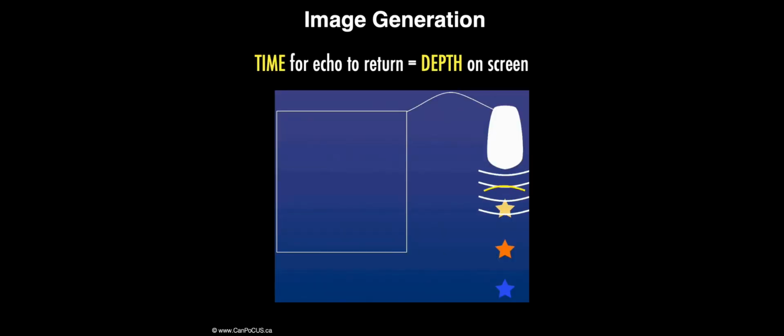As the sound wave passes through tissue, echoes are reflected from structures at different depths. The time taken for these echoes to return to the transducer is measured. A structure whose echo returns quickly is placed superficially on the screen. Echoes that take longer to return are placed deeper on the screen.